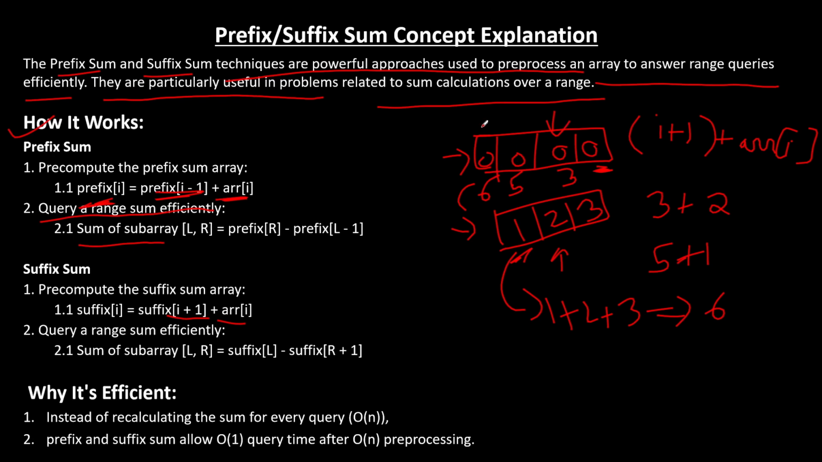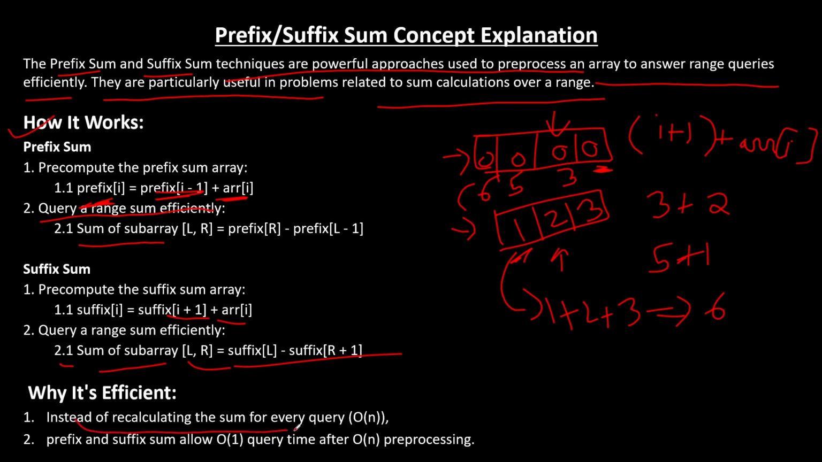So this is how suffix works, and you can understand the concept by doing the question sum of sub-array, left to right, and just implementing the same question the way suffix is implemented. That's all. So this is how suffix and prefix work, and why is it efficient?